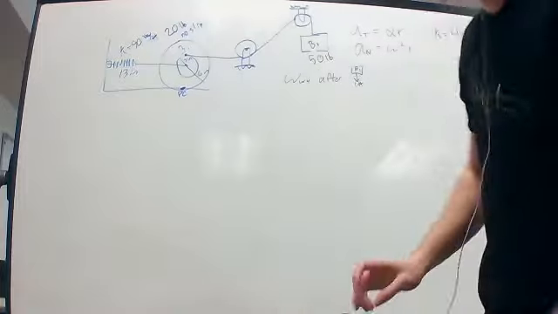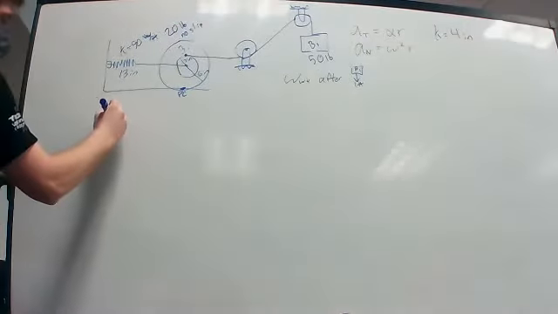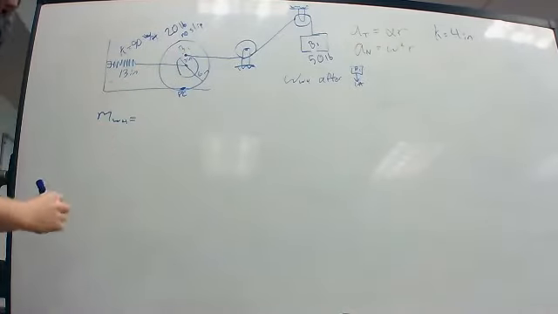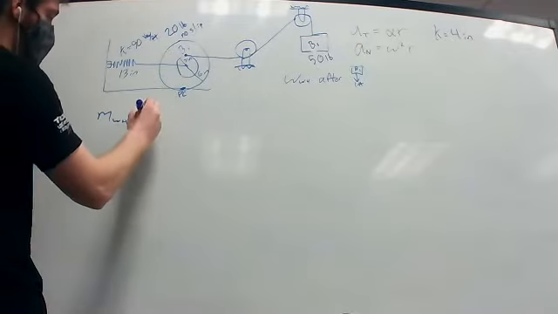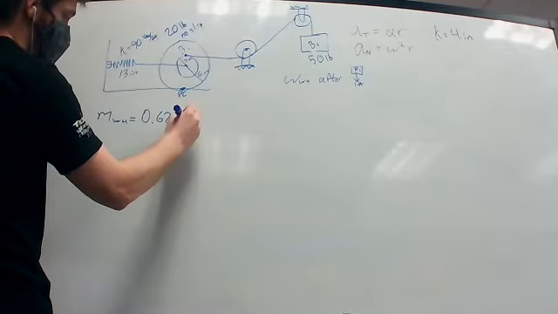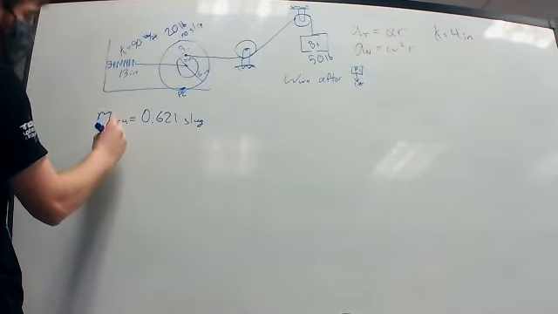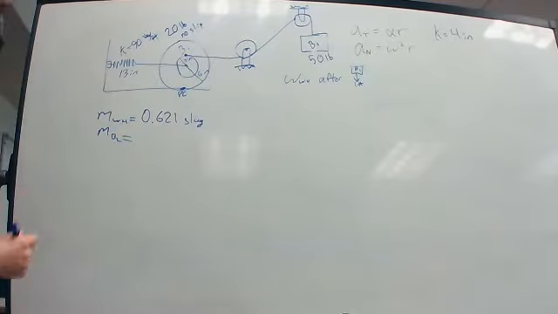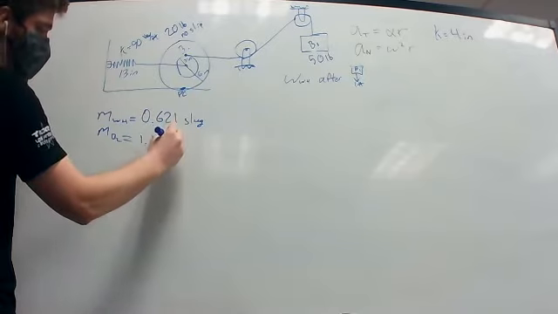So once again, what we can solve for first are the masses of our wheel and block. So we can say the mass of the wheel is going to be the weight divided by 32.2. So mass of the wheel comes out to be 0.621 slugs. Mass of the block, which I'm just going to say mass of B2, is going to be 50 pounds divided by 32.2, which is 1.55 slugs.